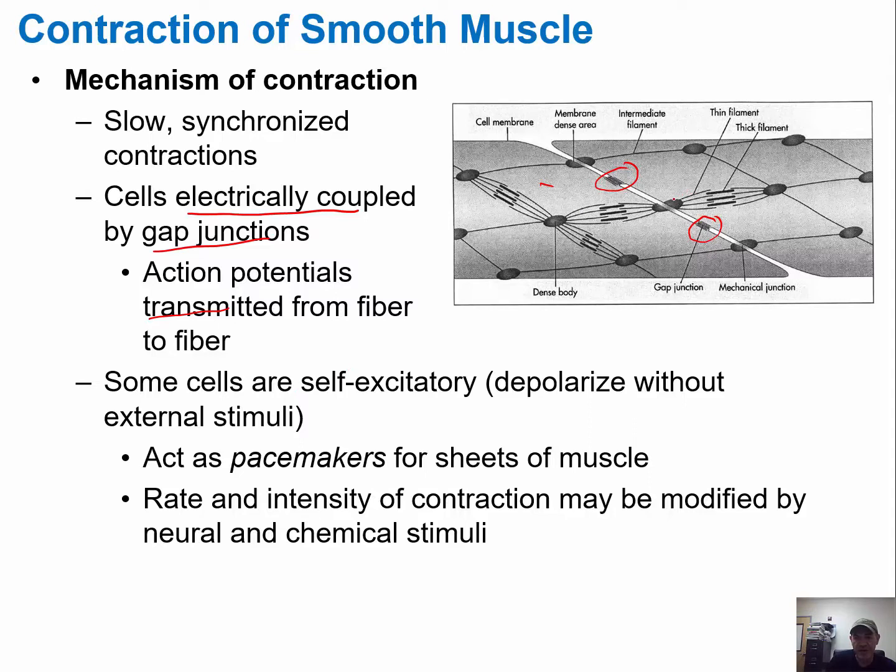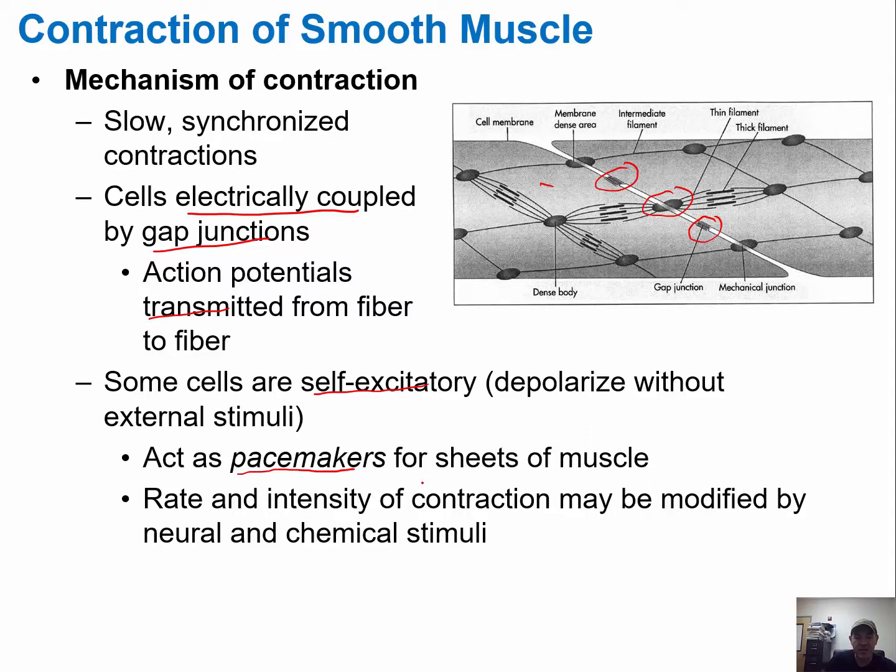So your action potentials are transmitted from one fiber to another through those gap junctions. You can also see some structural connections that hold and bind the cells together, so as they pull on each other, they shorten the entire sheet of smooth muscle. Some of the cells are also self-excitatory, and that means that they're going to depolarize without stimulation. So they have regular intervals at which they automatically depolarize and repolarize for their action potentials, and in that sense this muscle can act like a pacemaker for those sheets of muscle.